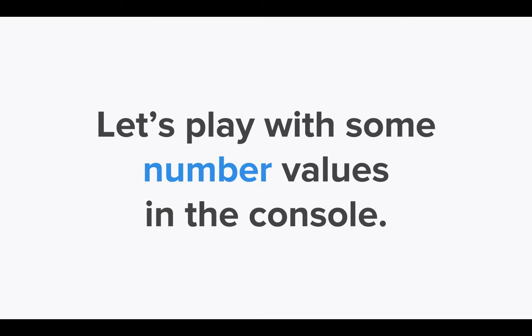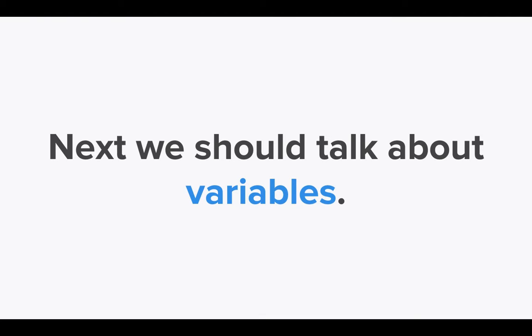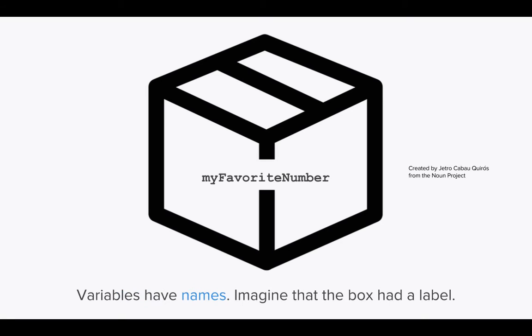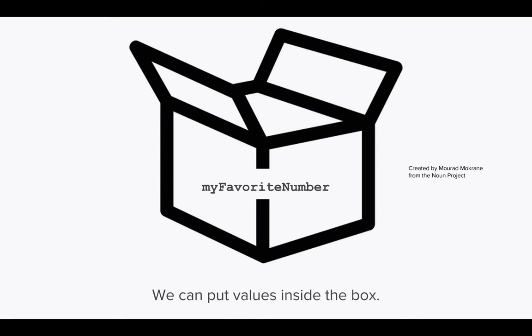So that's number values. The next thing we want to talk about is variables. A variable is like a container, for example, a box. Variables have names. Imagine that the box had a label. We can put values inside the box and then refer to them later by their name. Let's check out how to do this in the console.